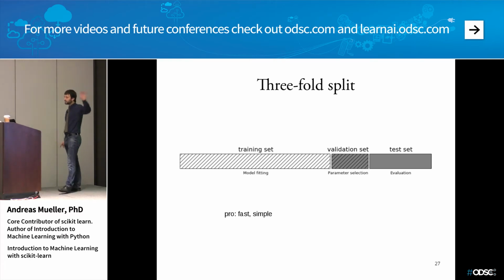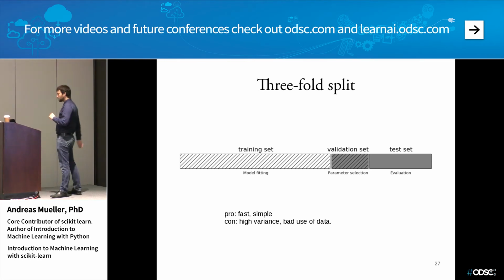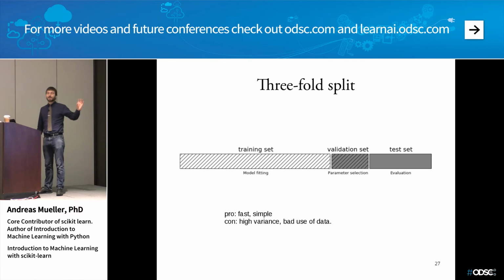OK, so this is the threefold split. It's the simplest thing to do. It's very simple and it's very fast. This is actually what people mostly do when they do deep learning, because training a deep learning model is very slow, so they do this. Unfortunately, this has very high variance, meaning it depends a lot on how you split this data. And it's a relatively bad use of the data.